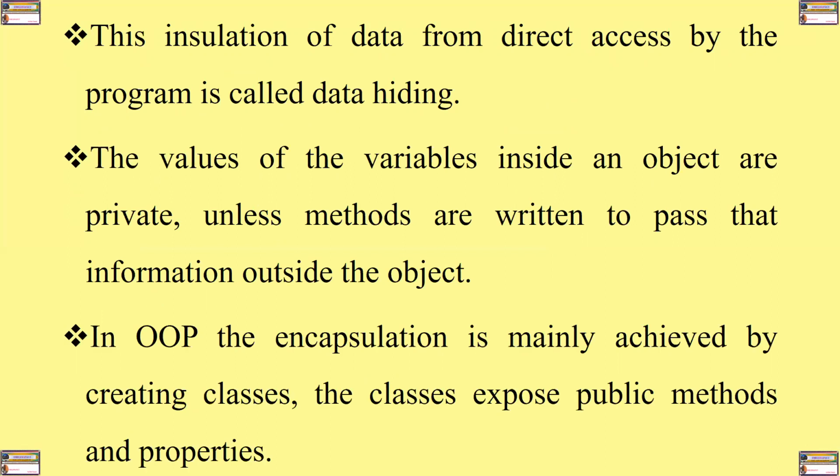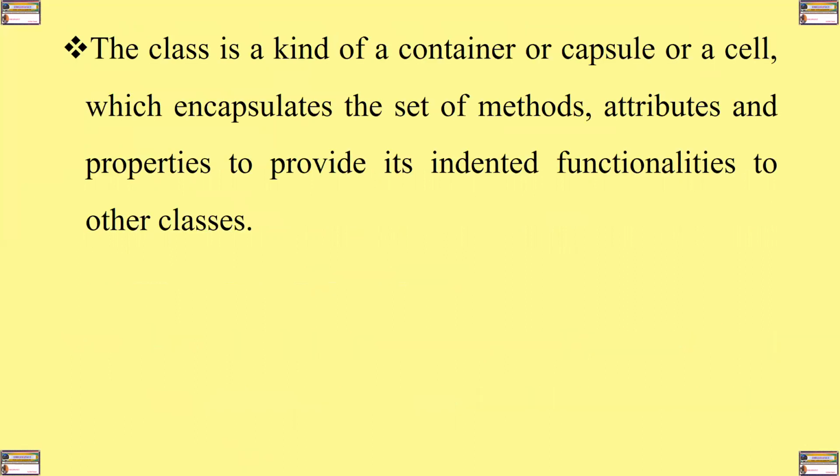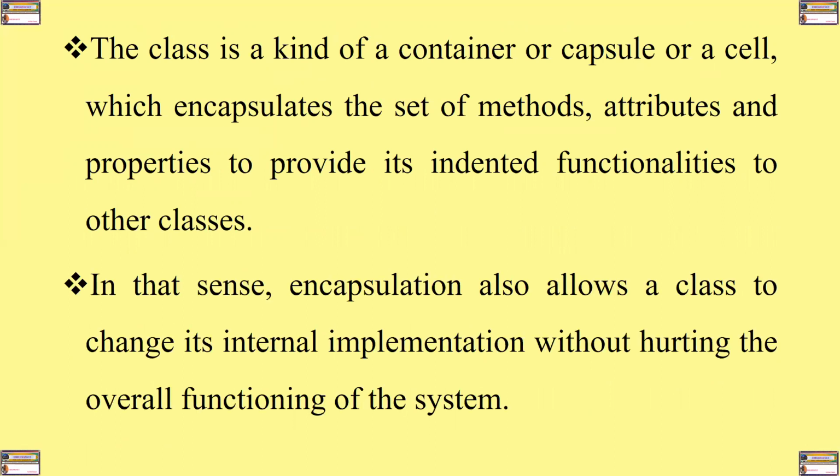In object-oriented programming, the encapsulation is mainly achieved by creating classes. The classes expose public methods and properties. The class is a kind of a container or a capsule or a cell which encapsulates the set of methods, attributes, and properties to provide its intended functionalities to other classes. In that sense, encapsulation also allows a class to change its internal implementation without hurting the overall functioning of the system.